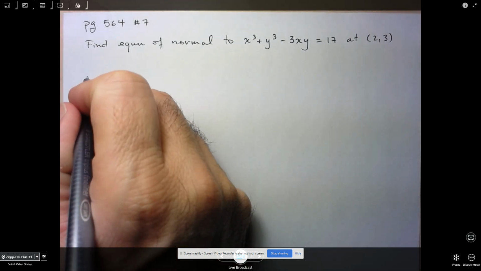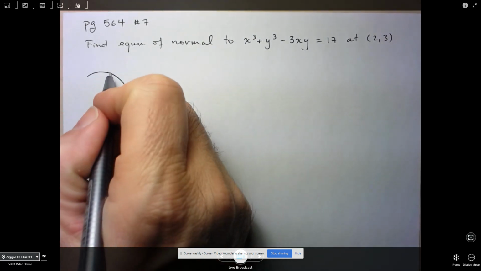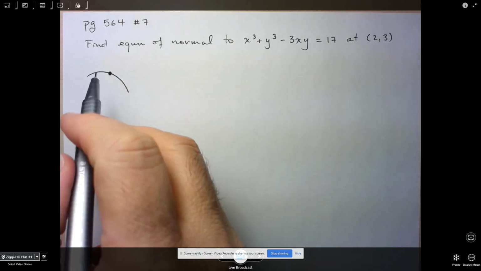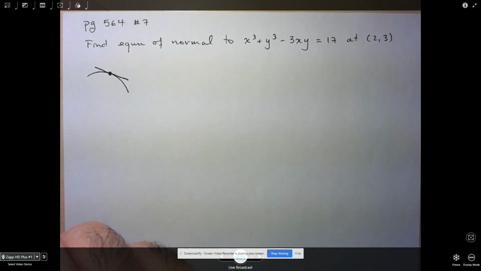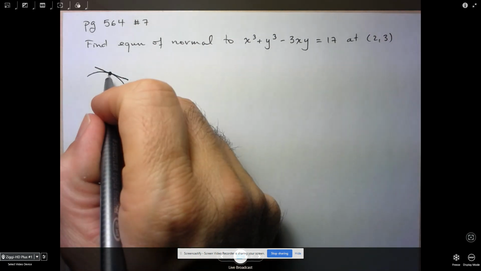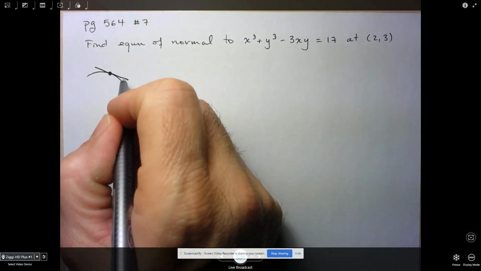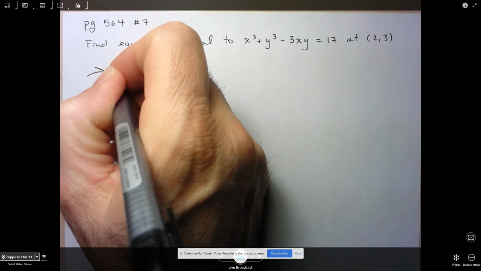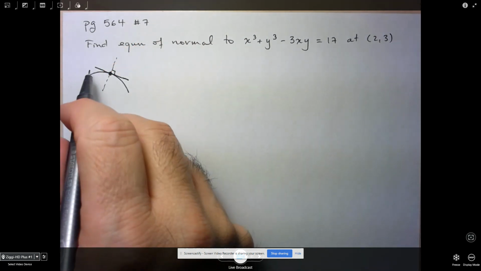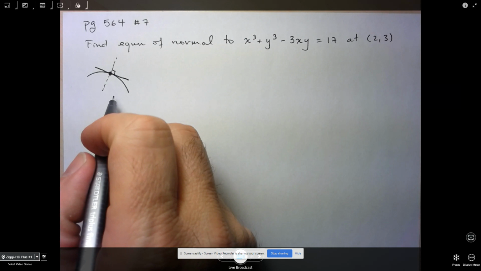Okay, so let's say I've got some curve, and if I want to find the tangent to the curve at some point, it's of course just this tangent line here. Okay, the normal is just the line that passes through the same point and is perpendicular to this one here. So this would be the normal line, still passing through the same point and perpendicular to the tangent line.